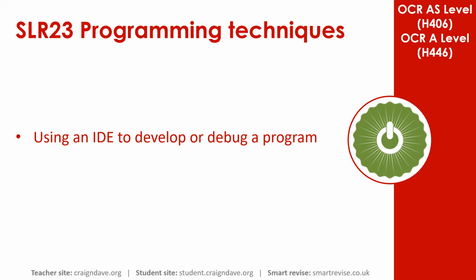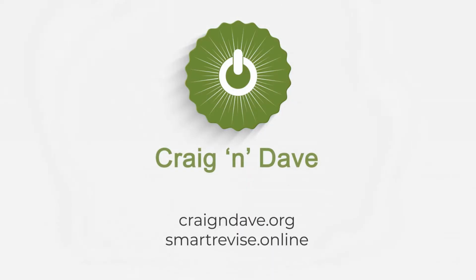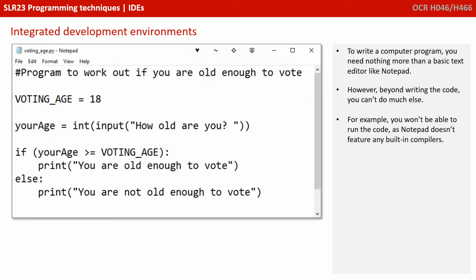In this video, we look at using an integrated development environment to develop or debug a program. So to write a computer program, you need nothing more than a basic text editor like Notepad. However, beyond writing the code, you can't do much else. For example, you won't be able to run the code as Notepad doesn't feature any inbuilt interpreters or compilers.